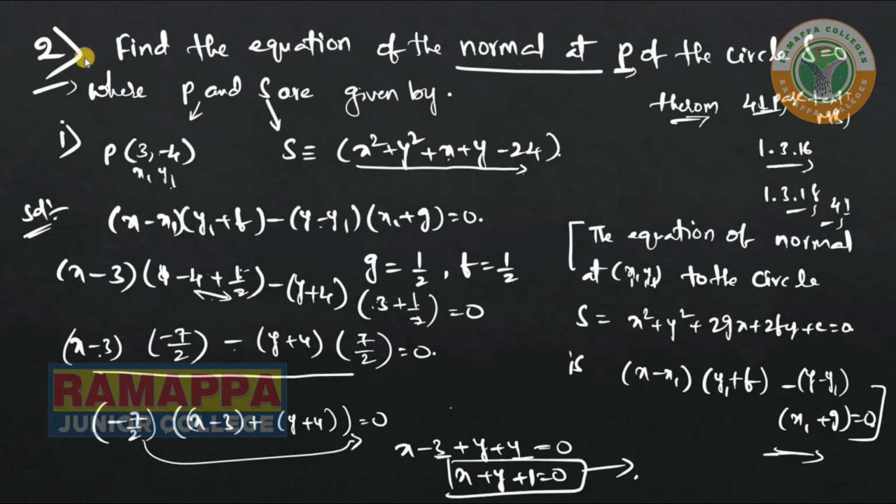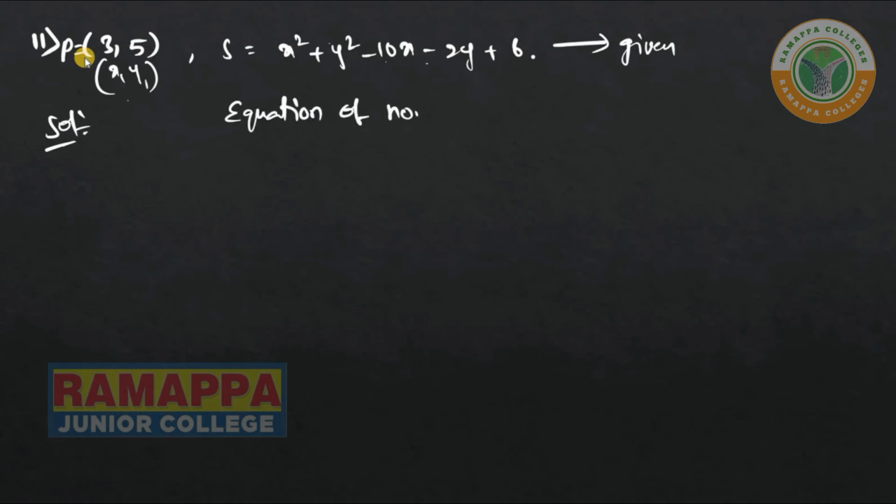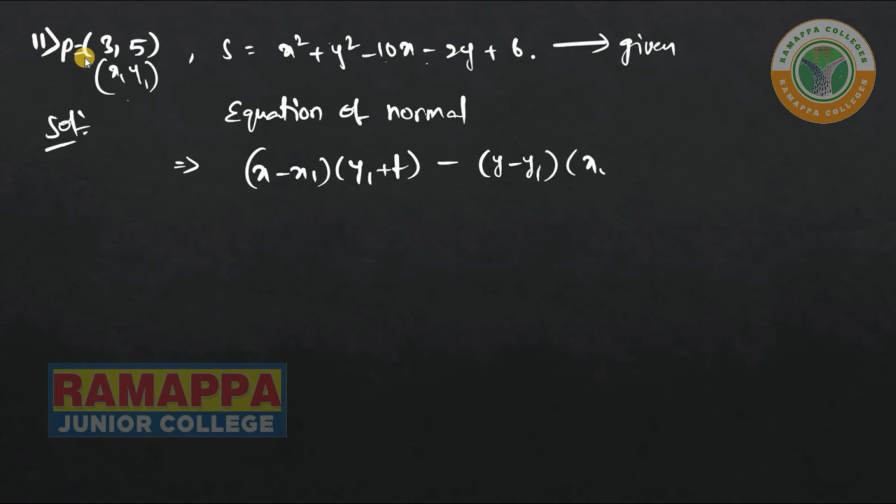Now move to the next question. The second question is P is equal to (3, 5), where S is equal to x square plus y square minus 10x minus 2y plus 6 is equal to 0, given. So here x1, y1 is given. Solution: we have to find the equation of the normal. So what is the equation of the normal? It is (x minus x1)(y1 plus f) minus (y minus y1)(x1 plus g) is equal to 0.